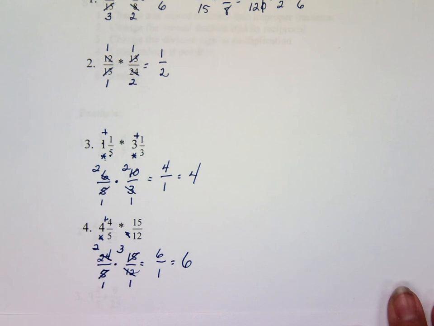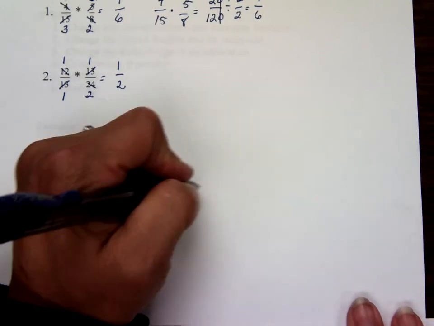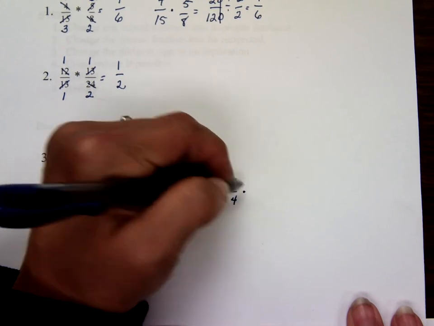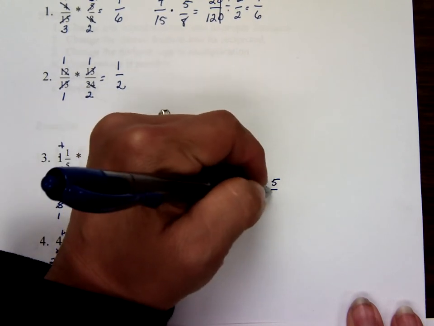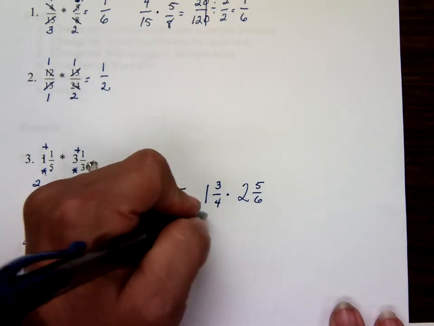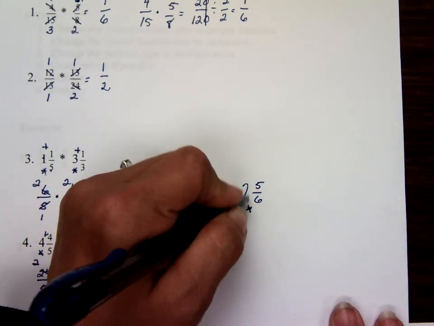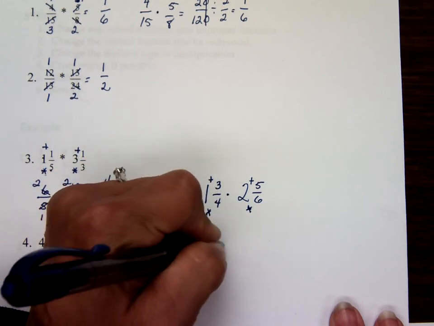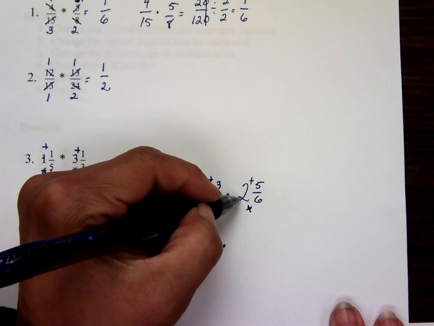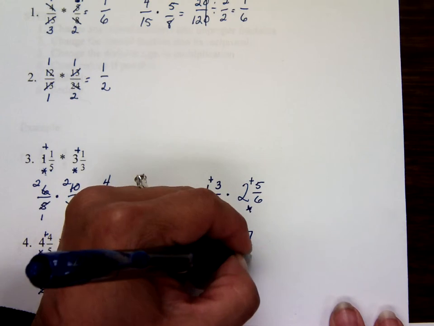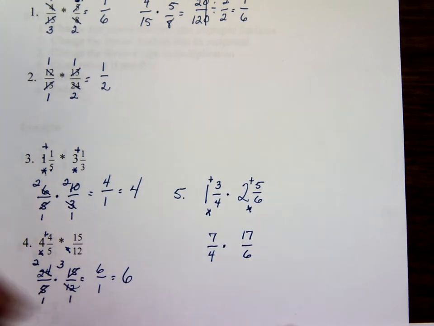So let's try a different one. So write this one down. Number 5. You have 1 and 3/4 times 2 and 5/6. Go ahead and try to solve this. When you're ready, push play. So you should have done the circle of fun. So 4 times 1 is 4 plus 3 more is 7/4 times 2 times 6 is 12 plus 5 is 17/6.